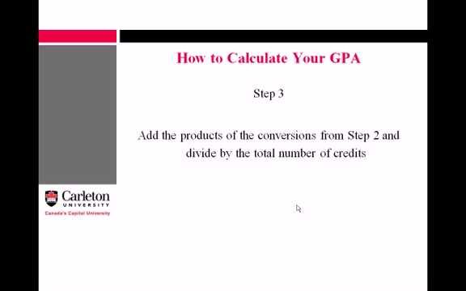And you use those in step 3. You add the products of the conversions from step 2 and divide by the total number of credits that you took in the year, if you're calculating your GPA for the year. So you're going to have all the conversion values from each of your courses, and you'll add them up. And then you'll divide by the total number of credits that all of those courses were worth.